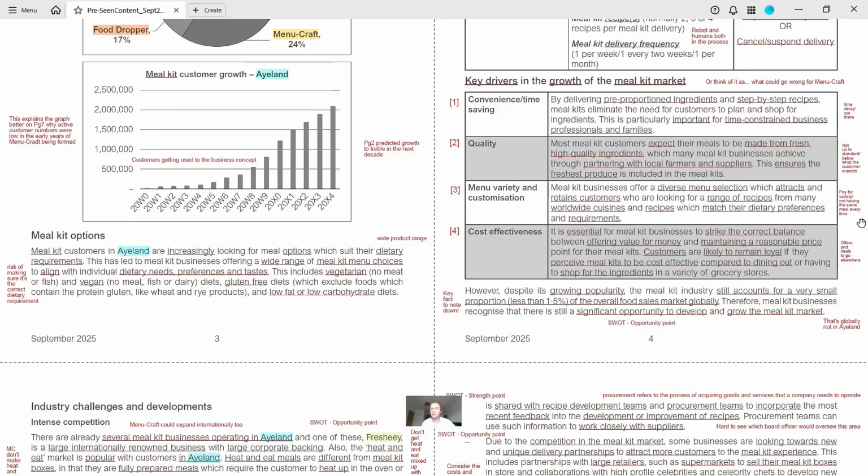Another final point below the actual diagram and box, you can see at the bottom of page 4 now. However, despite its growing popularity, the meal kit industry still accounts for a very small proportion, less than 1.5% of the overall food and sales market globally. Key point there, globally, not just in Ayland. Therefore, meal kit businesses recognise that there is still a significant opportunity to develop and grow the meal kit market. So again, screaming out for a SWOT analysis point there as an opportunity. The key fact and point of that 1.5%, make sure you've got down in your notes. And lastly, that's globally, not in Ayland.